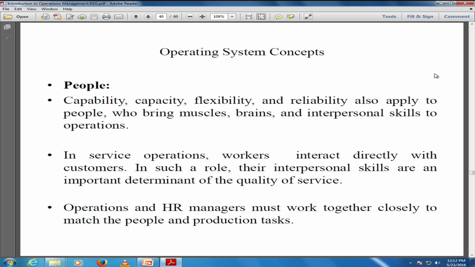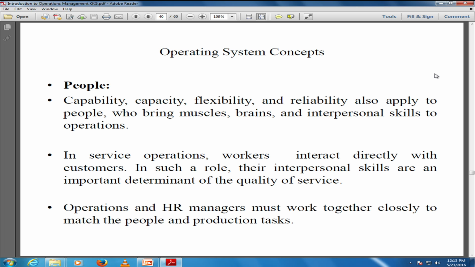When we talk about people as another component in the area of operations, what are the characteristics associated with that? Capability, capacity, flexibility and reliability also apply to people who bring muscles, brains and interpersonal skills to operations. This is very important in the area of service operations management. In service operations, workers interact directly with customers, because customers become a part of production and consumption simultaneously. In such a role, the interpersonal skills of the workers or the customers are an important determinant of the quality of service. Those of you who have attended my production and service operations management course must have got an idea of this particular aspect.